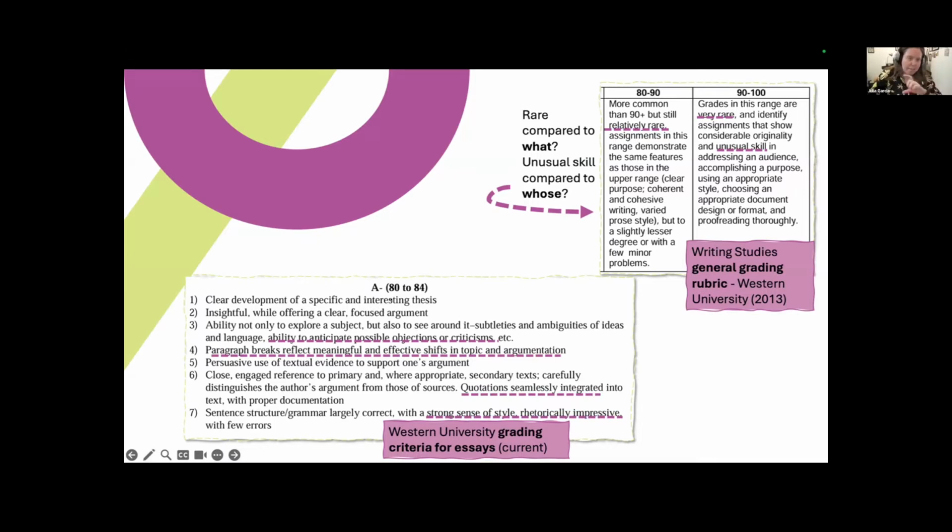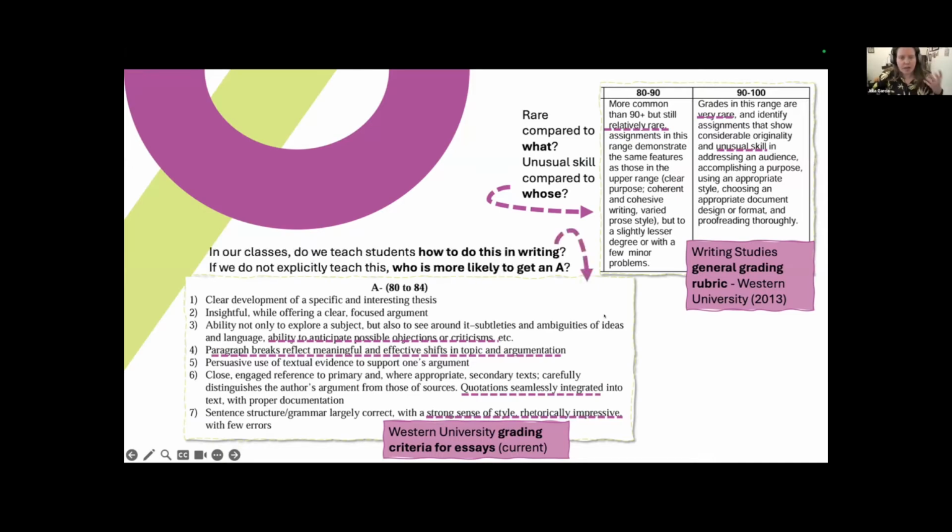So I just got the A minus, because now we have A minus, A plus. But still we're looking at qualities such as the ability to anticipate possible objections or criticism, paragraph breaks that reflect meaningful, effective shifts in topic and argumentation, seamless integrated quotations, a strong sense of style, rhetorically impressive. So we still have this idea that to get an A, for instance, we need to have very sharp writing skills, and that is fair.